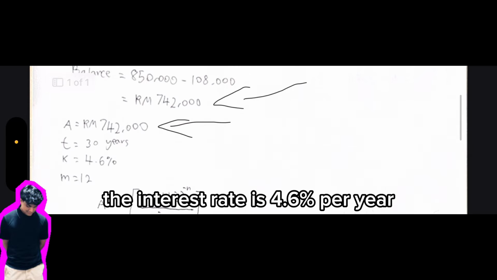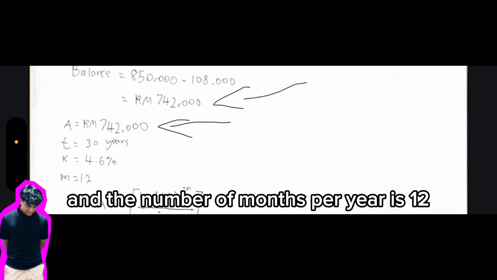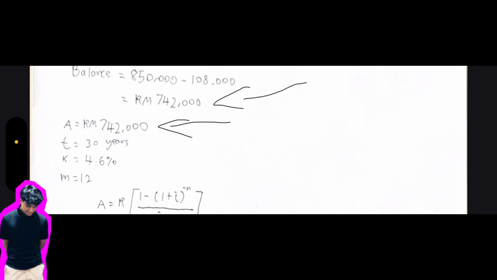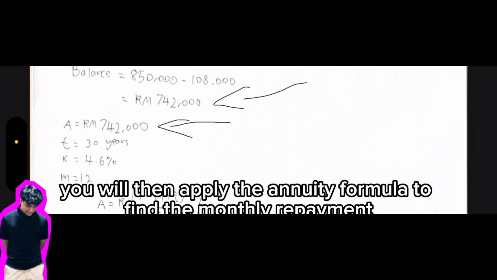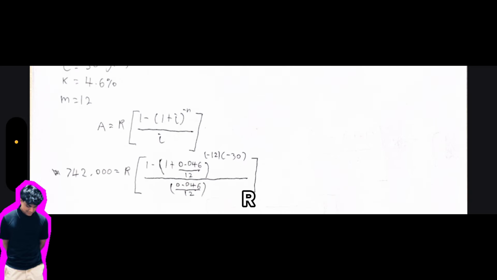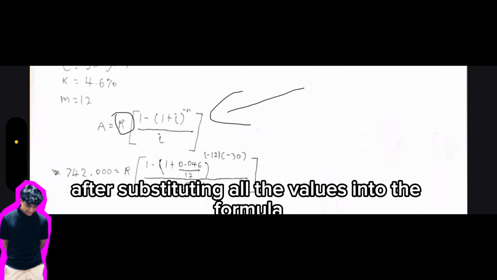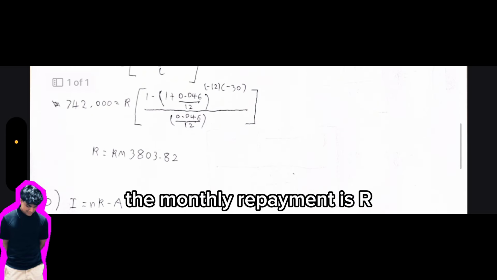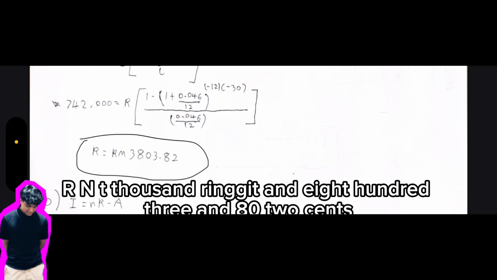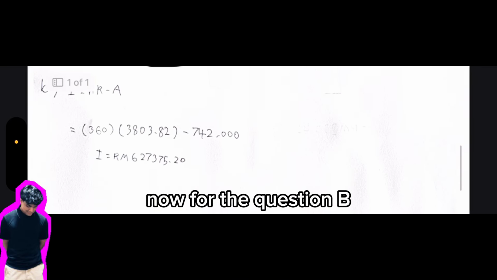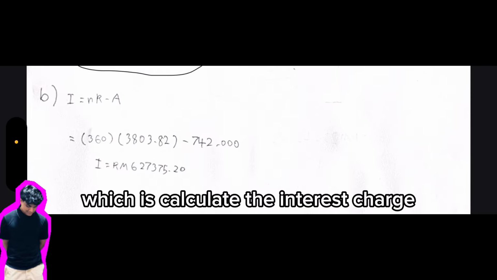The interest rate is 4.6% per year, and the number of months per year is 12. You will then apply the annuity formula to find the monthly repayment, R. After substituting all the values into the formula, the monthly repayment is RM 3,803 and 82 cents. Now, for question B, which is calculate the interest charge.